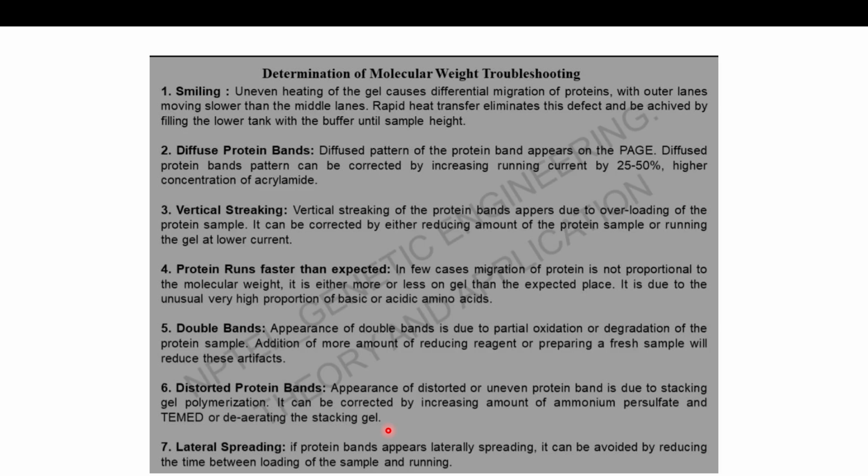So what is the best method? What people usually do is, once you add the stacking gel on top of the resolving gel, you add a layer of isopropanol, or some alcohol, which cuts off the supply of oxygen to the gel and prevents the exposure of the stacking gel to the surrounding oxygen in the air, and helps in smoother polymerization.